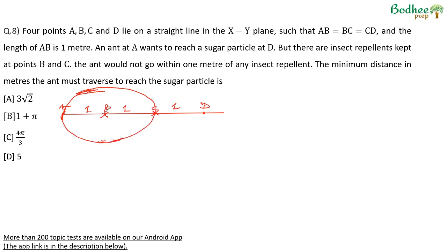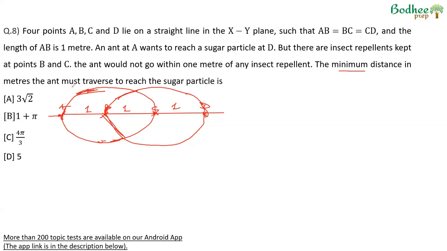Similarly, from C, there will be a circle formed. The ant cannot go within this circle, assuming that this is actually a circular shape. The ant cannot go within these circles. It has to just start from here, and travel around to reach D. The minimum distance the ant must travel. So how will the ant travel?